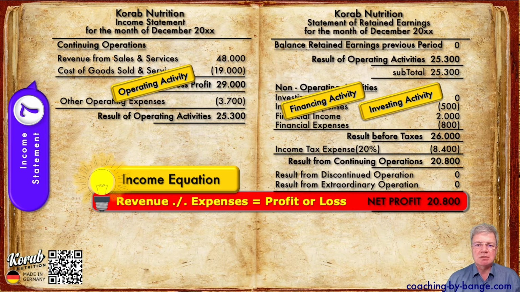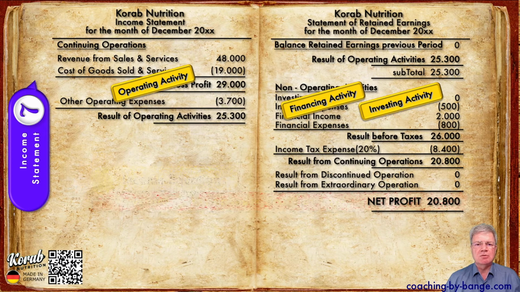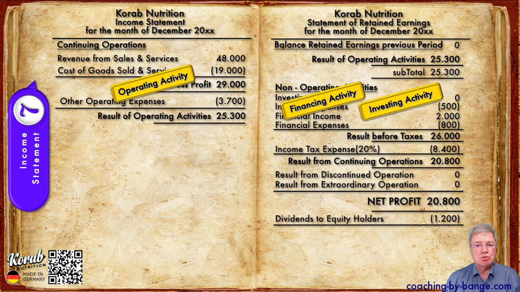But, question, what will we do with our profit now? Well, there are two possibilities. Either we give part of the profit back to the owners, the so-called dividend, or we keep some of it in our company, which is then internal financing and will be added to the retained earnings, which is a part of the equity and which will be shown in the balance sheet.